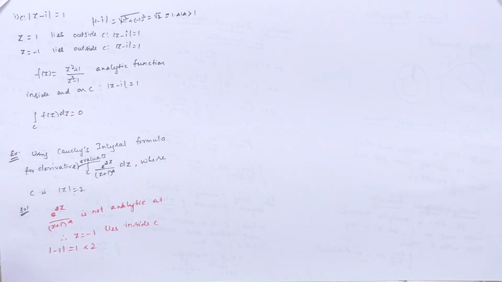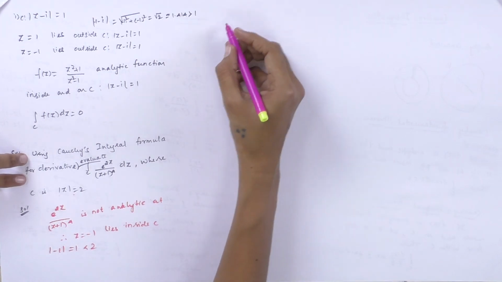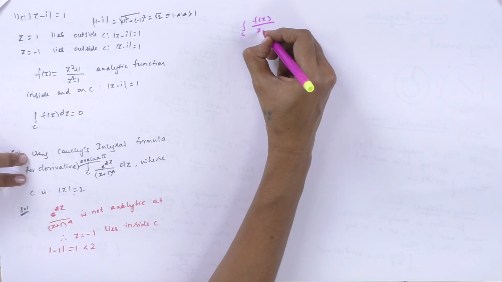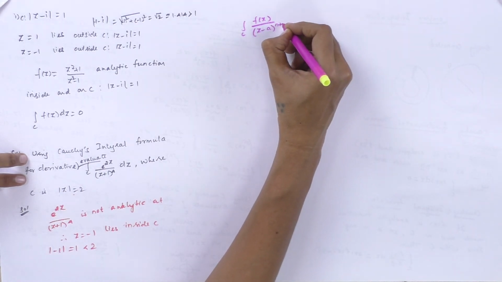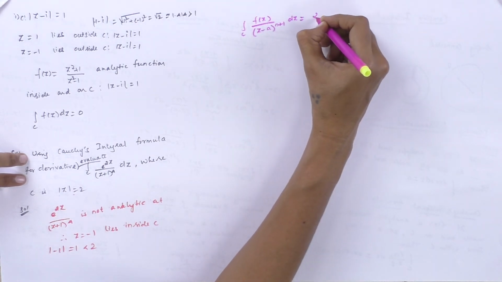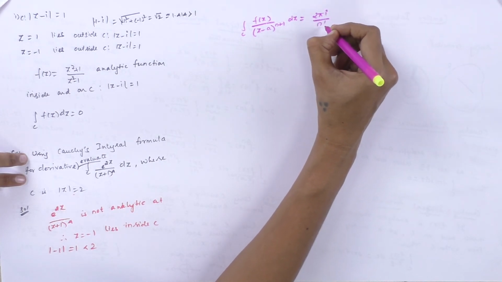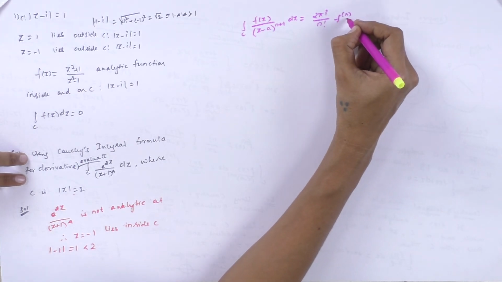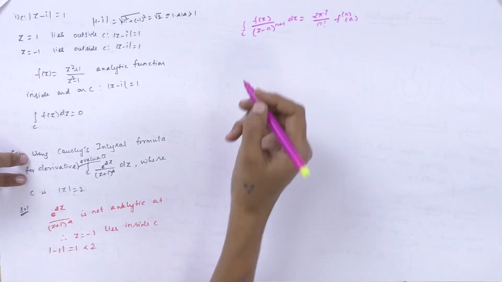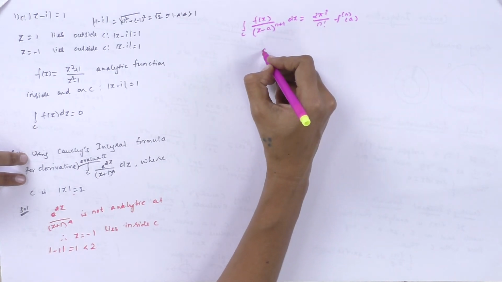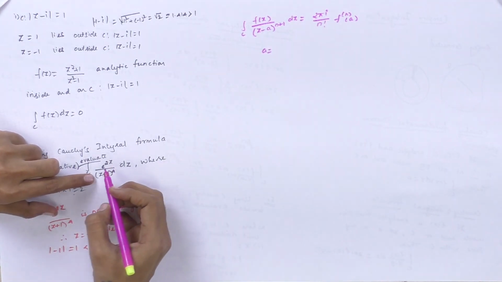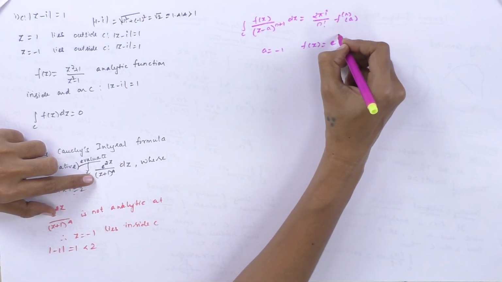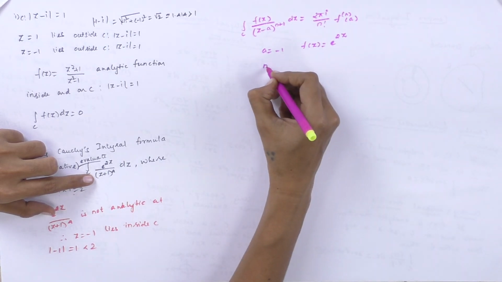So by using Cauchy's integral formula for derivative, it is nothing but integral over C of f of z divided by z minus a raised to the power n plus 1 into dz is equal to 2 pi i divided by n factorial into the nth derivative of f at the point z equal to a. So comparing with this, a is equal to minus 1, f of z is equal to e raised to the power 2z, and n is equal to 3.